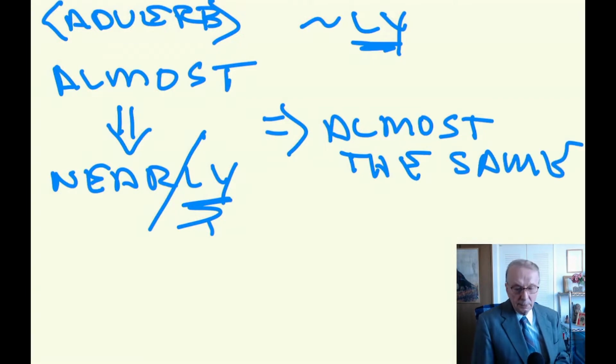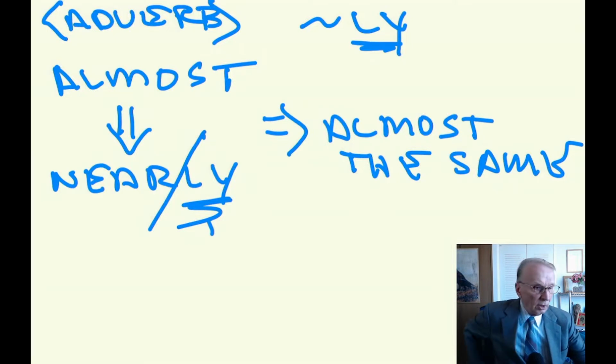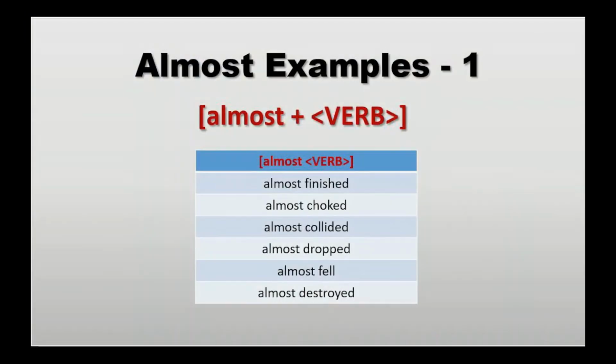Okay? So let's take a look at some examples and see what we can do about this. So first of all, let's look at the word almost with some verbs. All right. So here we have almost examples 1. And I didn't put full sentences. Just try to catch how these words connect to each other and listen to the intonation and try to catch it. So please repeat after me.